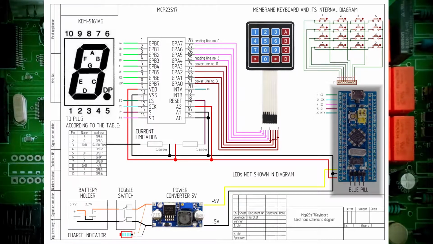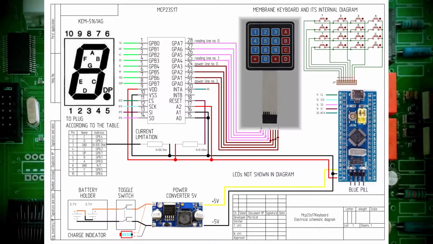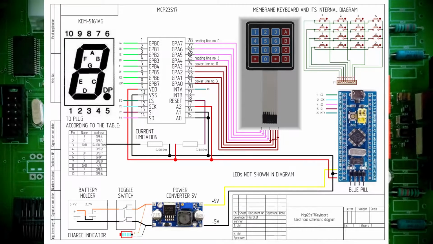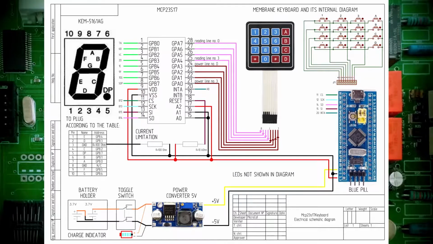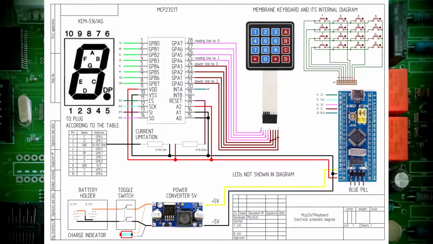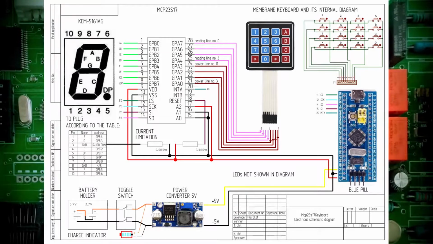An STM32 Blue Pill is used as a microcontroller. The input device is a membrane keyboard with 16 buttons. Its internal scheme is shown. The vertical lines of the keyboard are the power lines and the horizontal lines are the read lines.